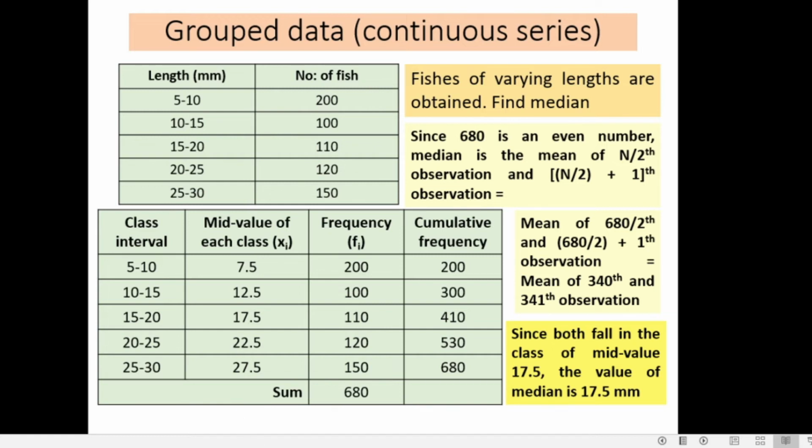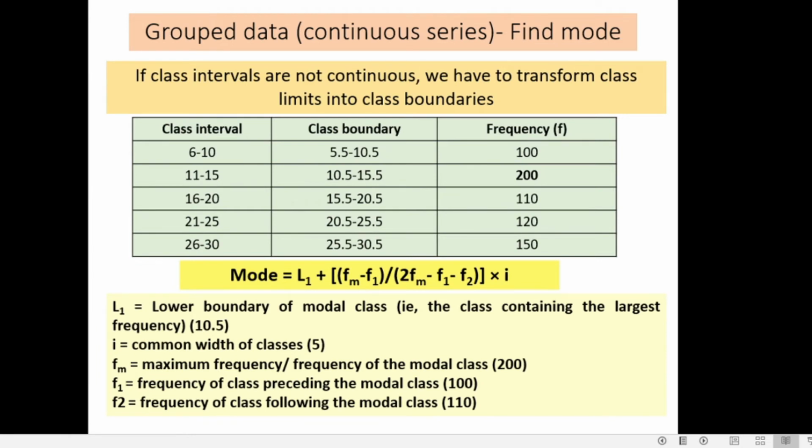Now we go to the calculation of mode in a continuous series. So here, if the series is continuous, that means if it is like 6 to 10, then the next is 10 to 15, then the next is 15 to 20, then 20 to 25, 25 to 30, then this column could have been avoided.